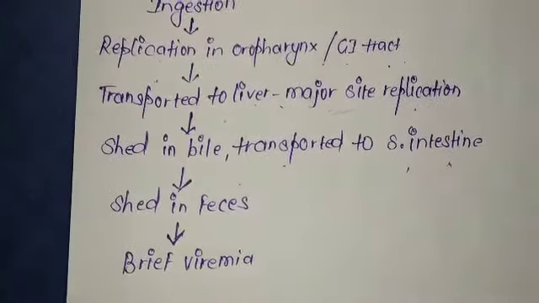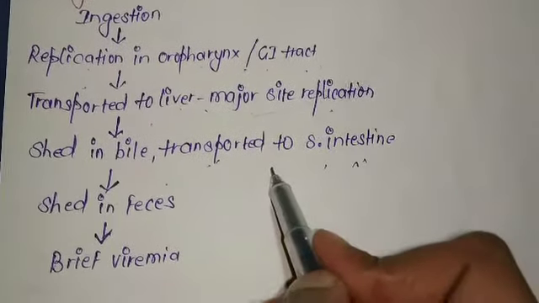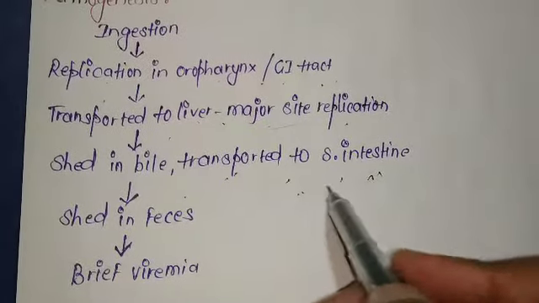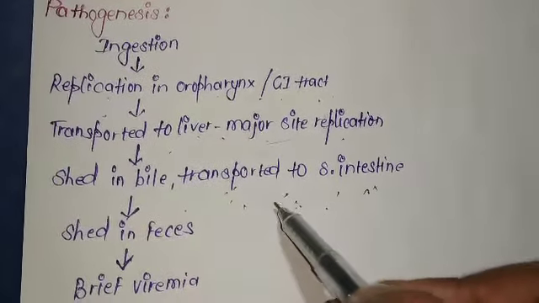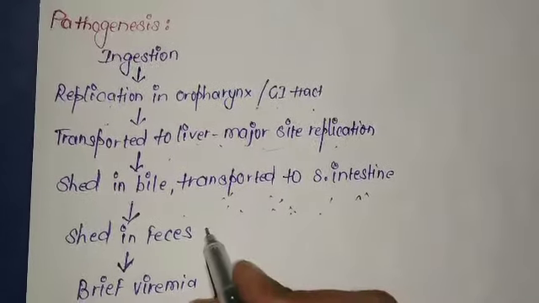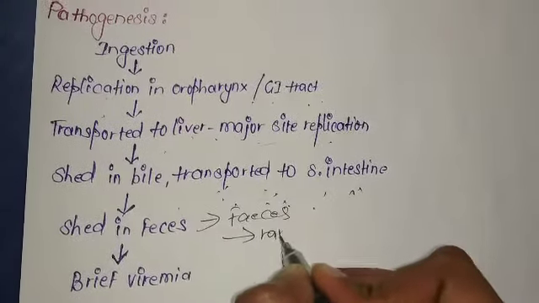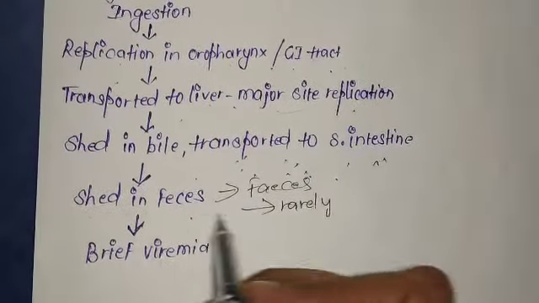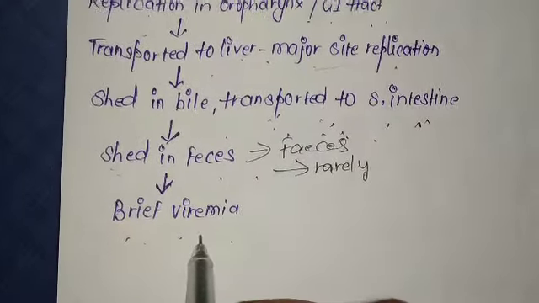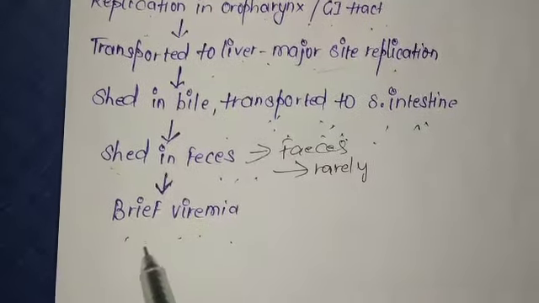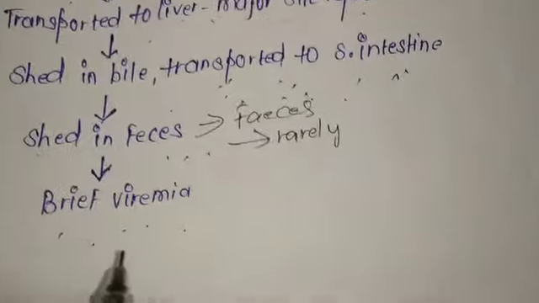That's why, once it is transported to the small intestine, this explains why feces of a patient of hepatitis A are infectious. However, once jaundice develops as a result of the liver infection, the viruses are rarely detectable in the feces. After this shedding in the feces, it will show a brief viremia, meaning blood with more viruses, and during the clinical diagnosis, the immune response will be shown.